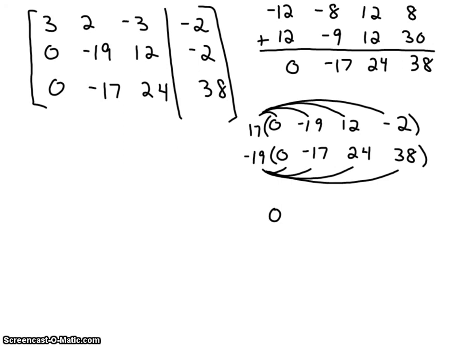17 times negative 19 is negative 323. 17 times 12, 204. 17 times negative 2, negative 34. Negative 19 times 0, 0. So now I'm working on the second equation. Negative 19 times negative 17, positive 323. See, those will go away. Negative 19 times 24, negative 456. Negative 19 times 38, negative 722.